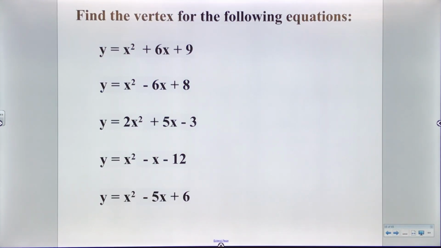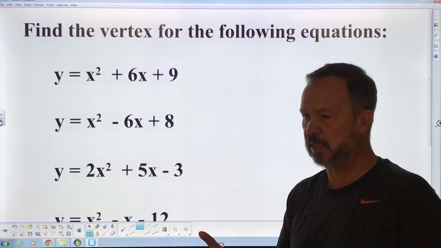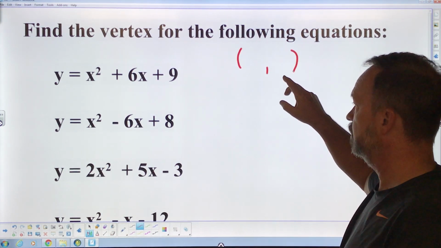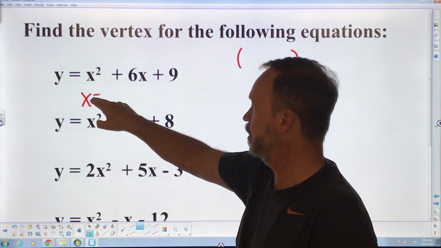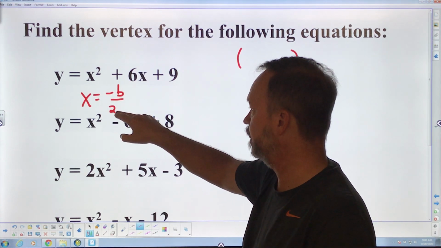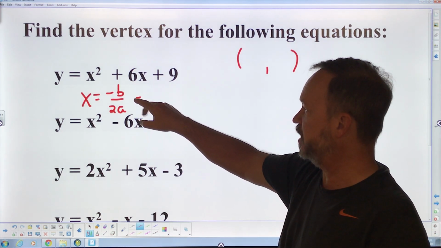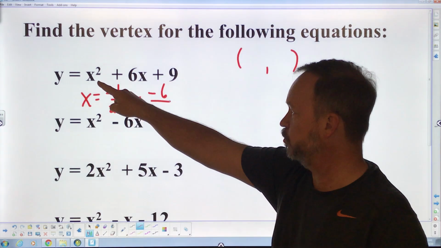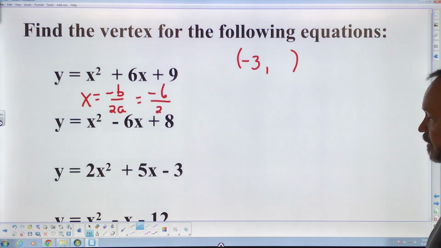So it says, find the vertex of the following equations. We're not going to do all of these, but we might as well do a couple of them. Remember, the vertex is an xy point, and the x is the same as the axis of symmetry, which is negative b over 2a. That's going to be real easy to find, because b is 6, so that's negative 6, and 2a is 2. So the x value of the axis of symmetry is 3.